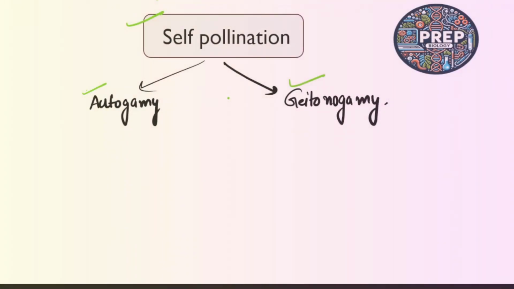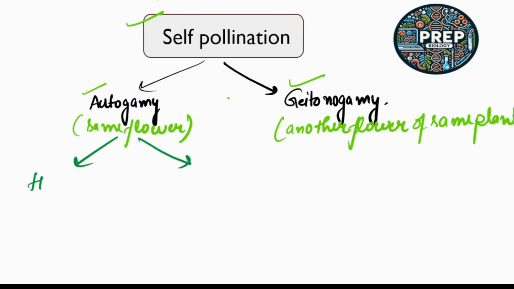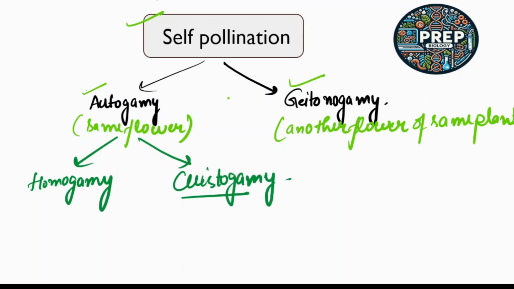If we compile the self-pollination and its types, self-pollination is divided into autogamy and geitonogamy. Autogamy is within the same flower, as we have discussed, and geitonogamy is the transfer of the pollen to another flower of the same plant. I hope this is clear to you all. Now, autogamy is further divided into two categories, homogamy and cleistogamy. These terms are very important.